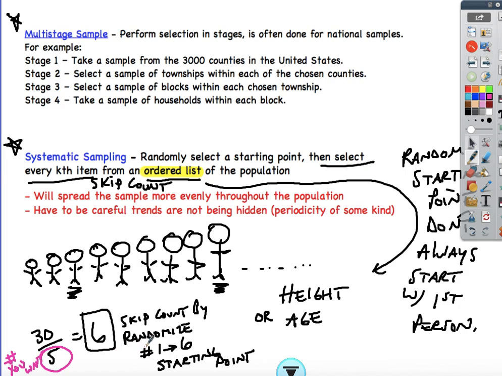Okay, so that's systematic. Just because people are lined up doesn't make it systematic. It has to be ordered. If they're not in order, then the whole point of it is not going to work, because you want to have everything spread evenly throughout the population. So like if this was by age, I would get some young people, some people in the middle, and some old people. It would be kind of spread out. All right, I think that's hopefully okay with systematic.